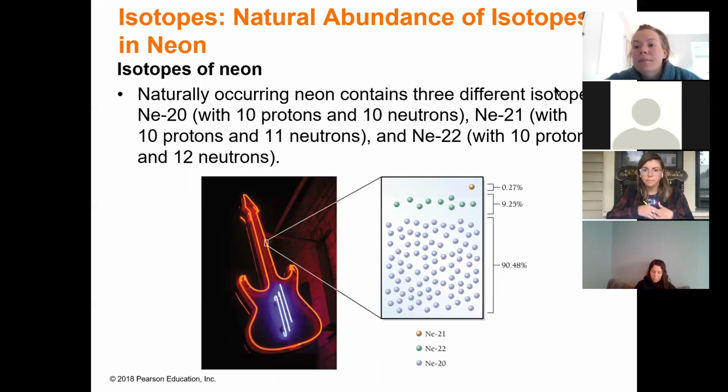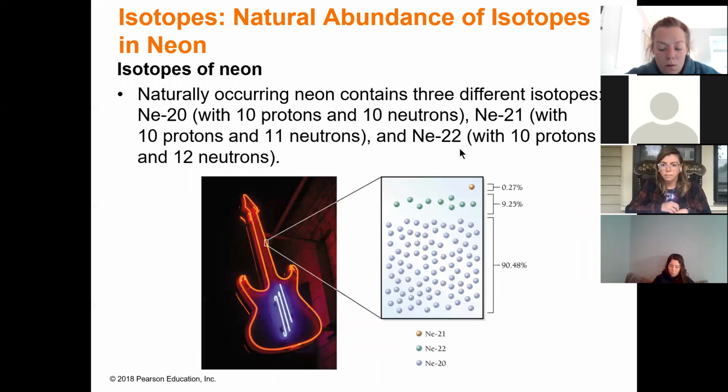Okay, so let's look at neon. If we look at our periodic chart, neon has an atomic number of 10, so it has 10 protons. But if you look at the mass, it isn't exactly 20. It's 20.179. Why would the mass be a decimal? How can you have decimal protons or neutrons? You can't. The decimal 20.1797 is there because it's averaging out all of the different isotopes that exist in nature.